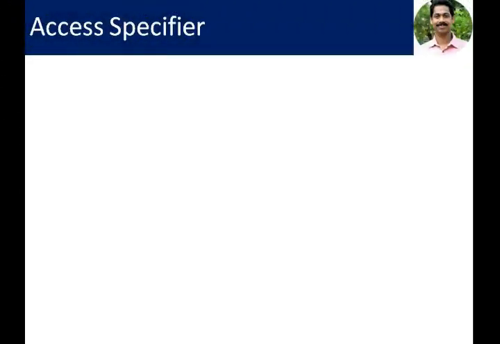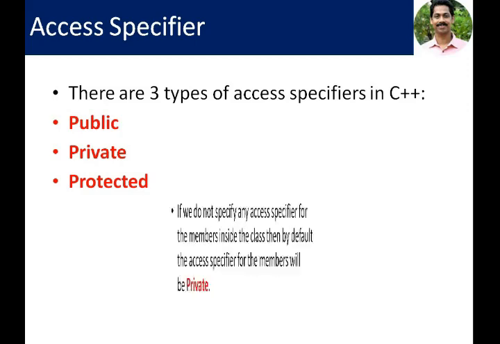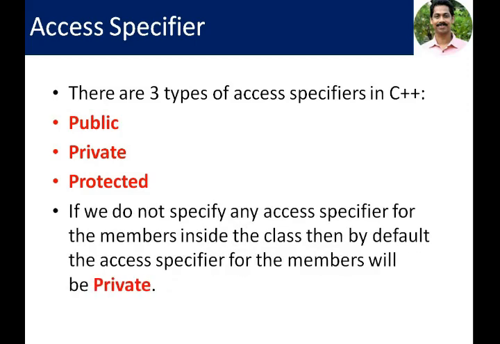Then we are going to access specifiers. What is an access specifier? As you know, access means how we can access the data variables inside a class. We can define an access specifier for a member variable using any one of these three access specifiers: public, private or protected.